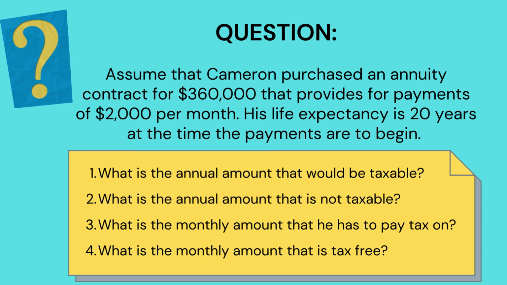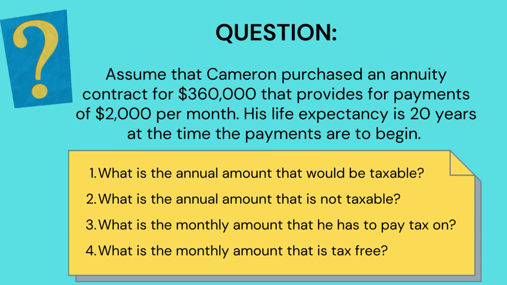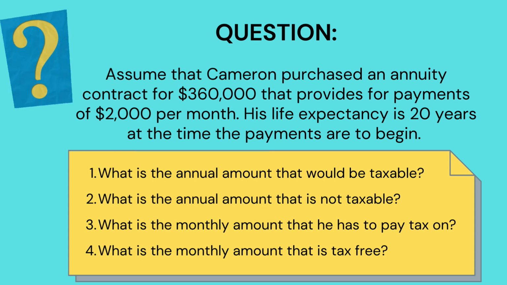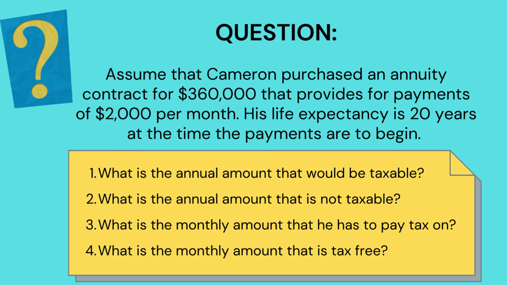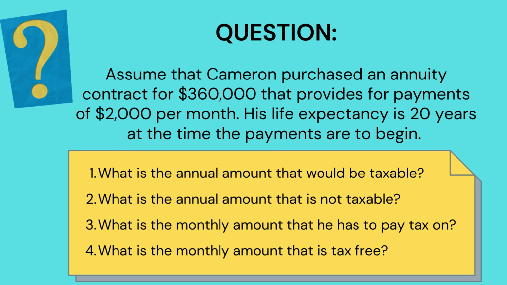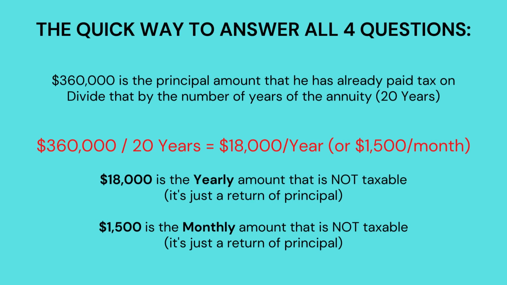So I just listed all four possible ways that I have seen. The first two questions are asking for an annual amount. Number one says, what is the annual amount that would be taxable? And number two says, what is the annual amount that would be not taxable? And then three and four basically ask the same questions, except they're looking for the monthly amount. What is the monthly amount that he has to pay taxes on? And then, what is the monthly amount that is tax free? So, let's take a closer look at that.